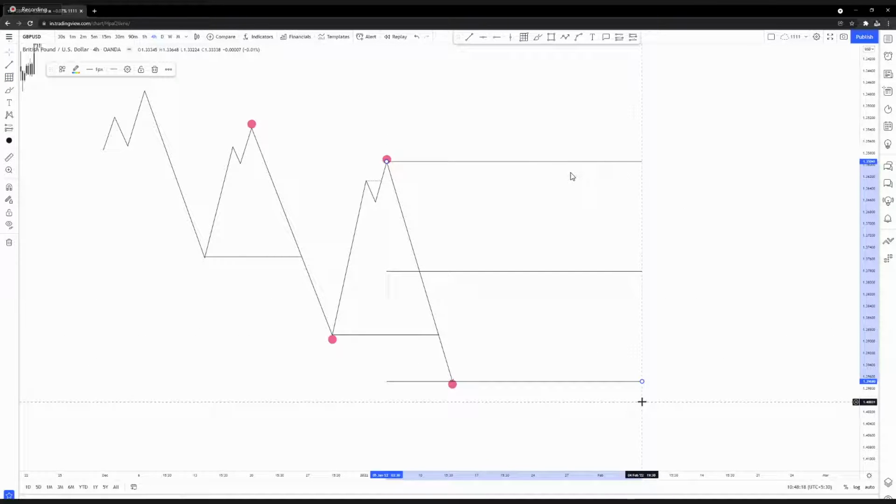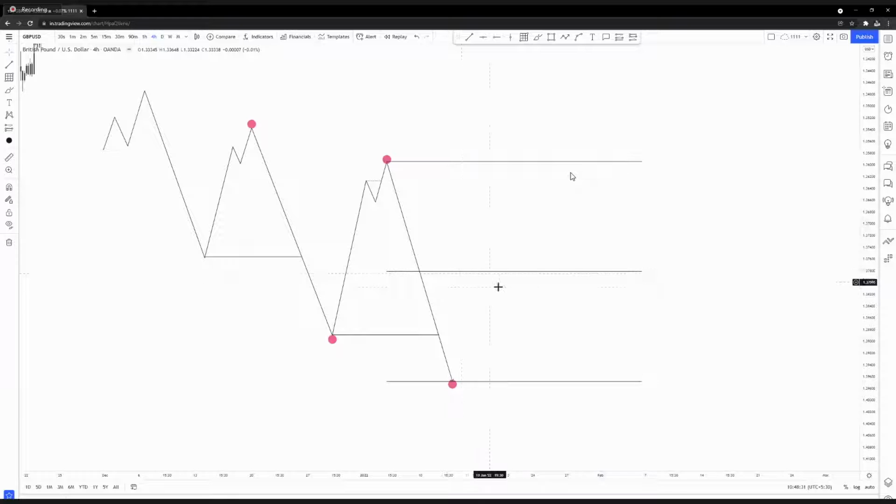Like in a normal market, what would you do? If you want to sell a product, you're going to wait for the price of that product to increase, right? Same thing here. You're going to wait until it goes into a premium price, an expensive price, because it's like a normal market. That is anything above the equilibrium level.